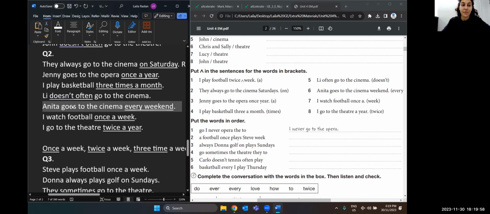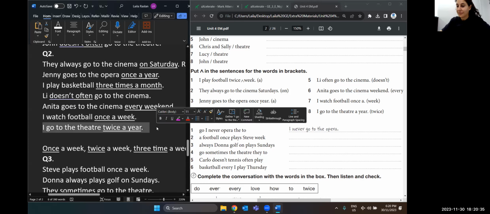Anita goes. And every weekend, you have to keep those words together. Every weekend, I read a book. Every weekend, I see my grandmother. I watch football once a week. So remember, after once, you say two times a week, three times a week, but once a week. I go to the theater twice a year.